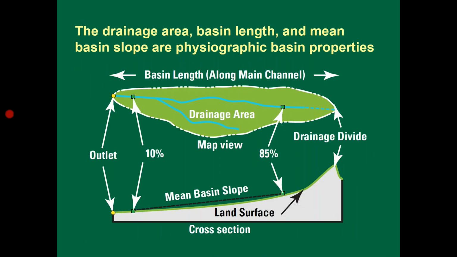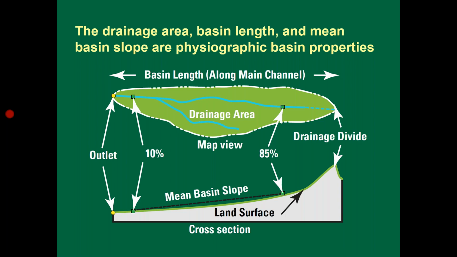The physiographic basin properties are the drainage area, the slope, and the main channel length. So in this case, we have a basin in map view, and it could either be the upstream basin or the highway site. The blue line here is the main channel going up to the basin divide. So the basin length is the length along the main channel. If it's wiggly, it will be the length of the wiggles all the way up to the basin divide.